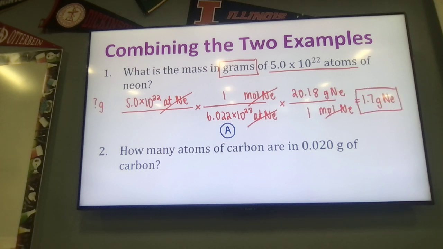So what does this mean? This means, okay, neon's a gas, it's in neon lights. So if you had a balloon and it was full of neon gas and it had a mass of 1.7 grams, inside there are 5 times 10 to the 22nd atoms floating around doing their thing. It's a chemist's way of talking about how many atoms are there by knowing what the mass is. Okay, so that's what it means.